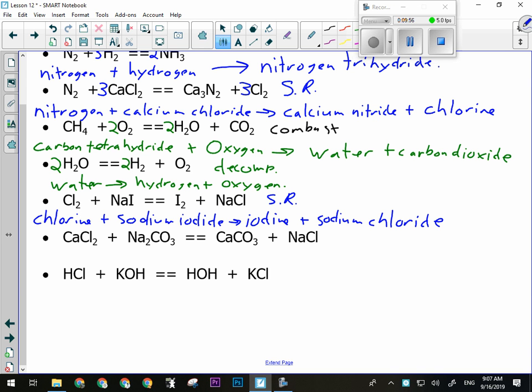Okay, there's 2 iodines on the product side, but there's only 1 over here on the reactant side. So I'm going to put a 2 here to balance that. When I do that, though, it gives me 2 sodiums, and there's only 1 on the product side. So what do I need to put in front of this? Okay, when I do that, does that balance my chlorines?